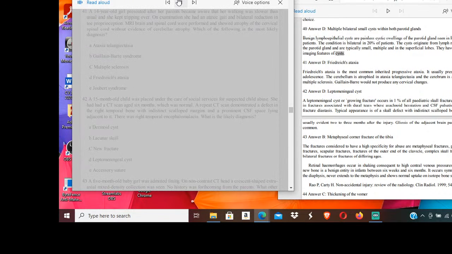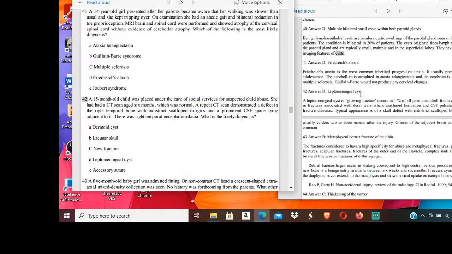41. A year-old girl presented after her parents became aware that her walking was slower than usual and she kept tripping over. On examination, she had an ataxic gait and bilateral reduction in toe proprioception. MRI brain and spinal cord were performed and showed atrophy of the cervical spinal cord without evidence of cerebellar atrophy. Which of the following is the most likely diagnosis? A. Ataxia telangiectasia. B. Guillain-Barré syndrome. C. Multiple sclerosis. D. Friedreich's ataxia. E. Joubert syndrome.